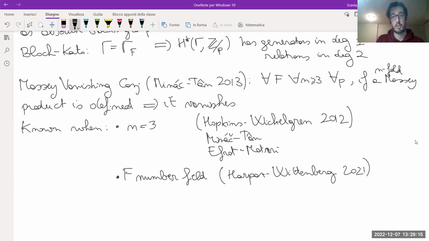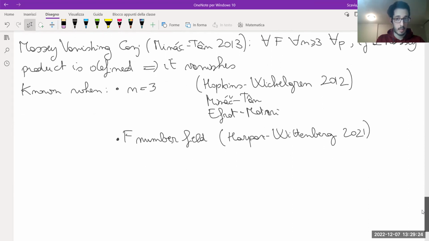And this line of attack was already suggested by Hopkins and Wickelgren, who did it in the special case of n equals 3 and p equals 2. It was carried out fully by Harpaz and Wittenberg. Yeah, it's a long work with many ideas, and strong.